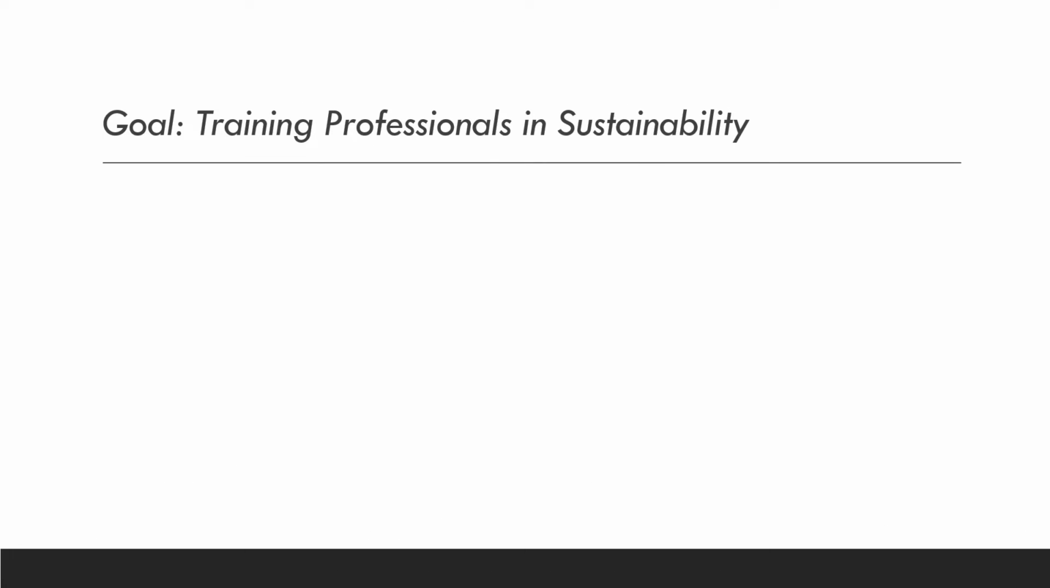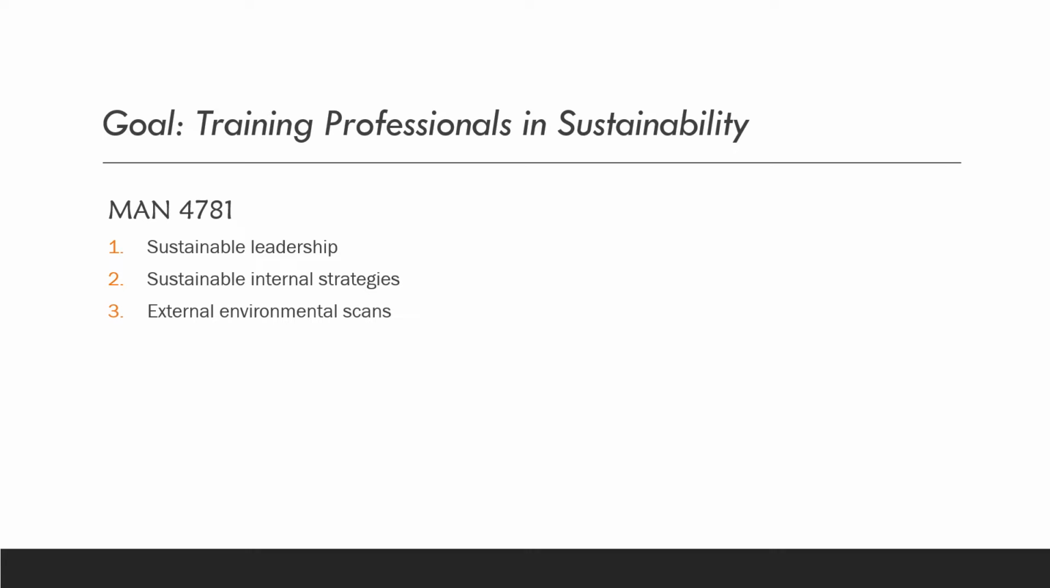Now, our goal in this course and the next course, if you're taking it, is training professionals in sustainability. To do that in this course, we take a look, first of all, at what it takes to be a sustainable leader. What kind of internal strategies should you be implementing so that your organization is more sustainable? What are the external environmental factors, business environment factors that can affect the success of your sustainable initiatives?